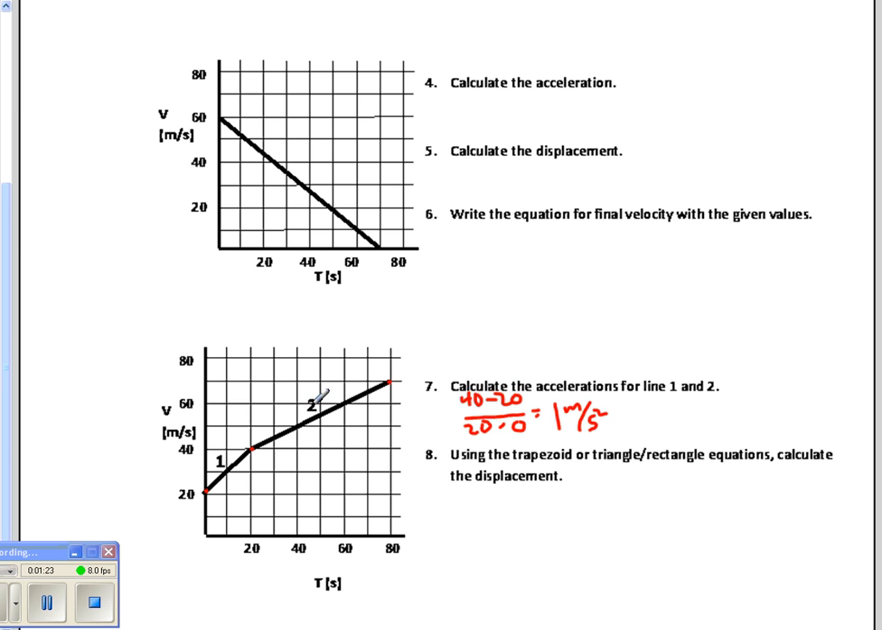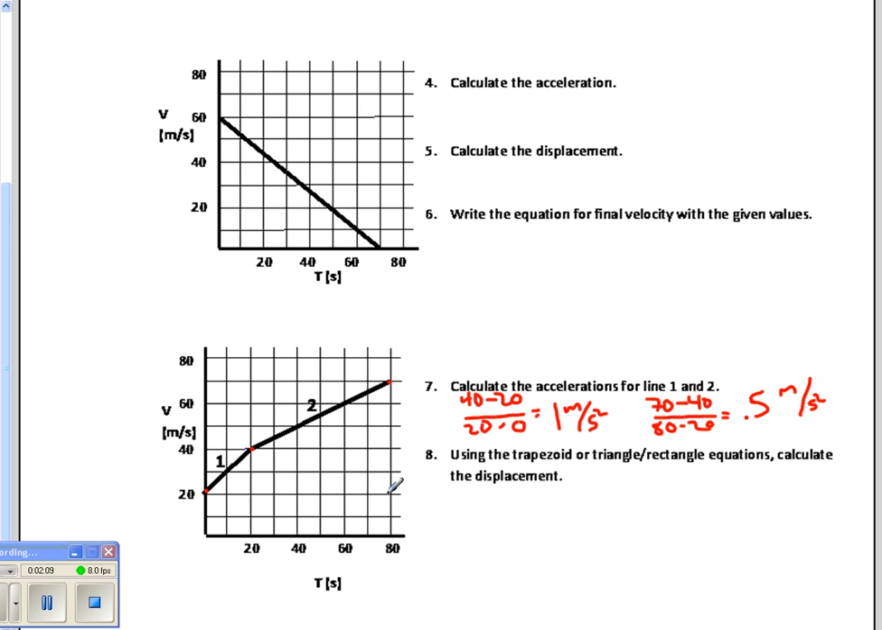For line 2, my rise is going from 40 to 70, so on top, 70 minus 40. My run goes from 20 to 80, so I'll have 80 minus 20. Plug that in, and you calculate your slope to be 0.5. Again, your slope is your acceleration, so it's 0.5 meters per second squared.